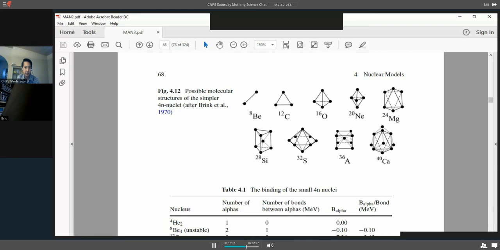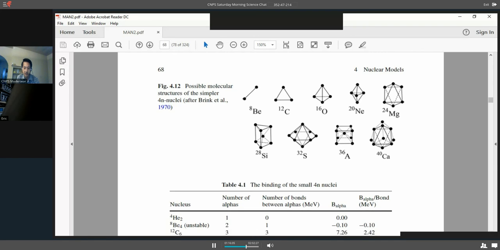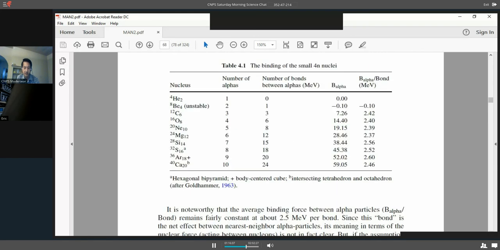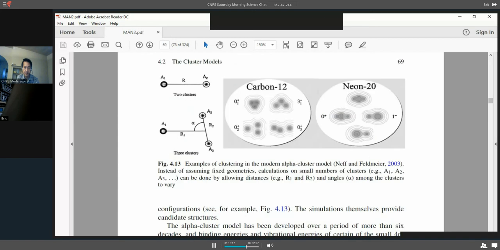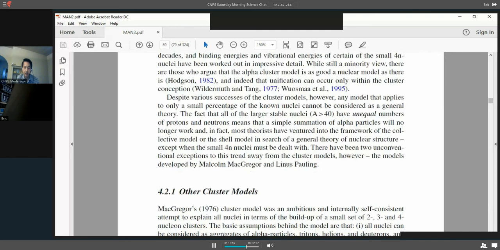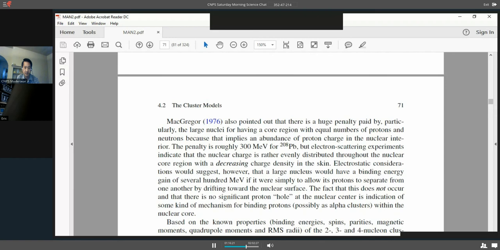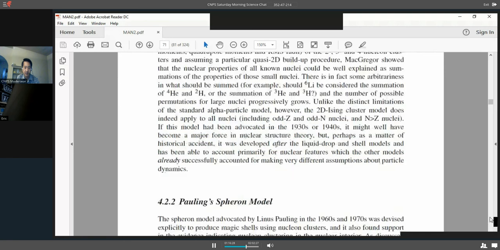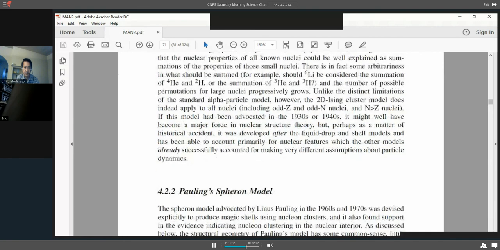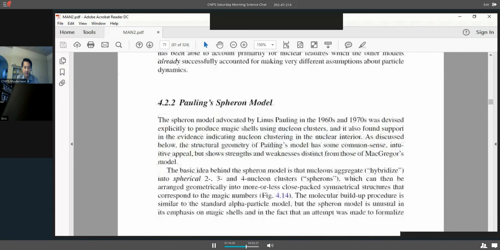And there's a chart of molecular structures. Not exactly sure what that's about. So this is all about clustering, or basically the alpha model. But there does definitely seem to be something about the number 4 and something about the helium nuclei being significant. So that is basically the alpha model.